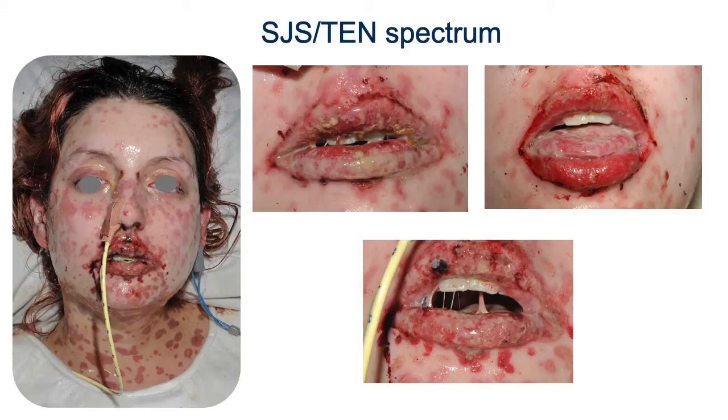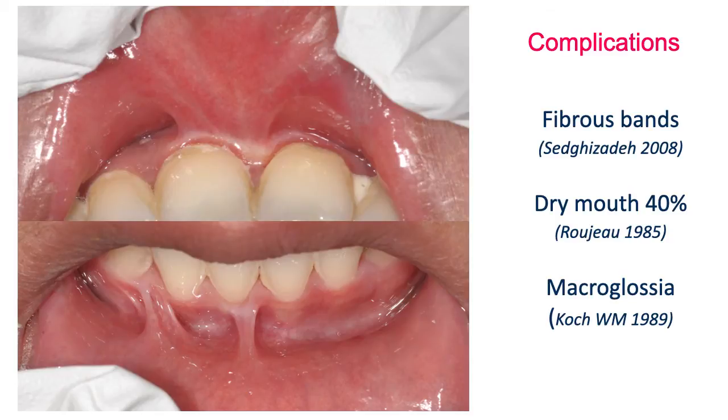Here is SJS/TEN, and the reason I'm showing you this is occasionally you will be called to ITU to advise on oral management of these patients. I have put this in the guidelines, actually, the SJS/TEN BAD guidelines. But here's just a summary of what I say. So the main complications that these patients will have if you're not careful are these fibrous bands occurring. And this can be completely prevented with the method I'm going to show you in a moment.